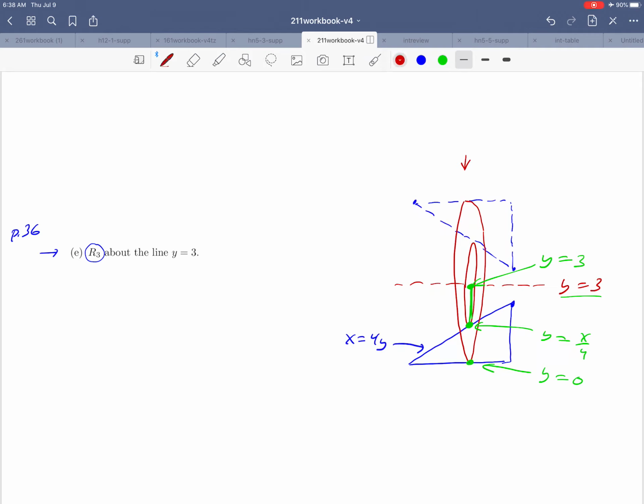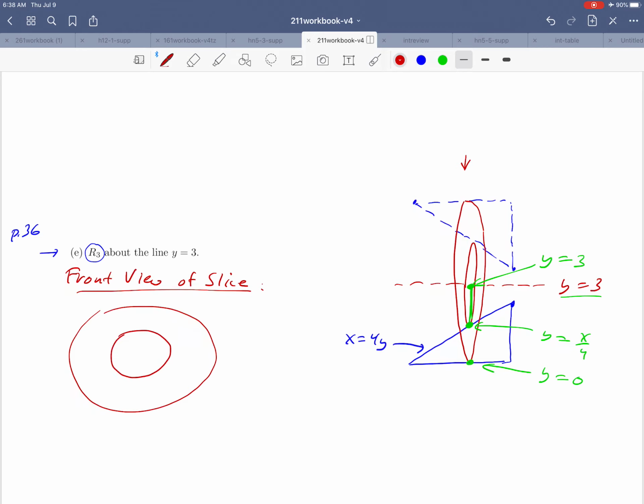So we are ready then to draw a front view of our slice, and to draw in the radii. Here's our washer. We'll start with the inner radius, the smaller one, that's this distance from here to here. It's vertical, so we need to subtract the y values, 3 minus x over 4. What about the bigger radius? That would be the distance all the way from here down to there. If you subtract those two y values, we're going to take 3 minus 0 and get a radius of just 3 for that.